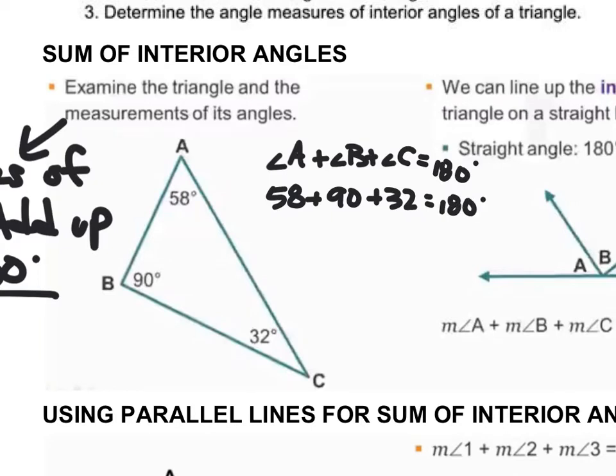So 58 plus 90 is going to give us, let me get my calculator out just to verify. Always use your calculator to check, but I think it's 148. It is 148. So 148 plus 32, does that equal 180 degrees? If I do 140 plus 30, that's 170. 8 plus 2 is 10. 170 plus 10 is 180. Okay, so this checks out.